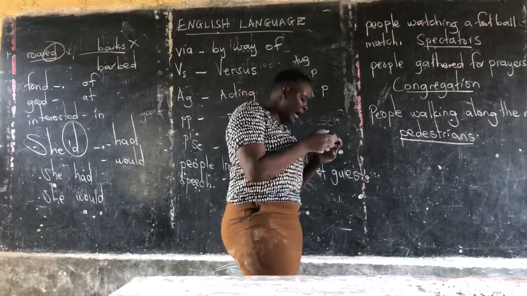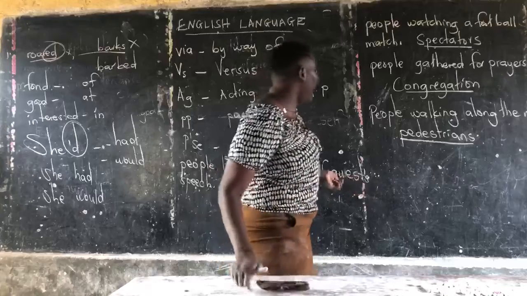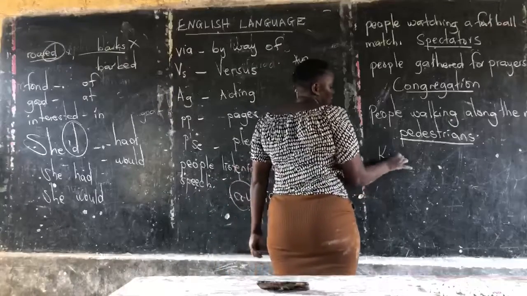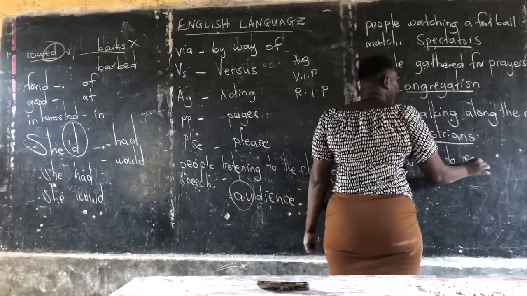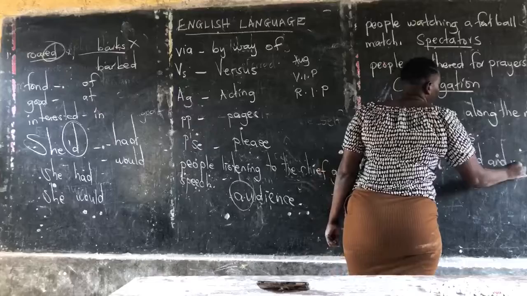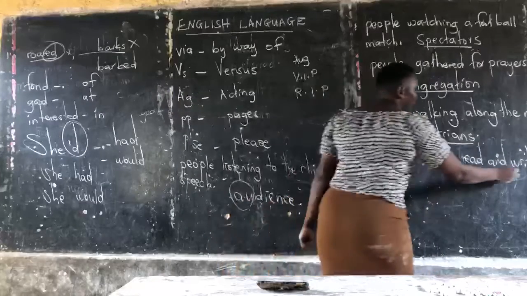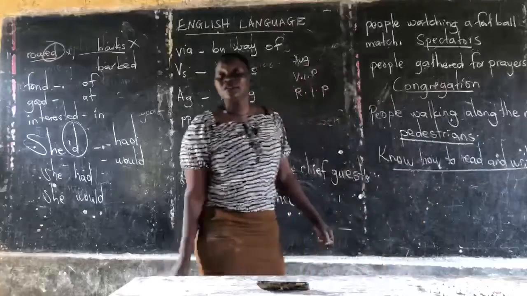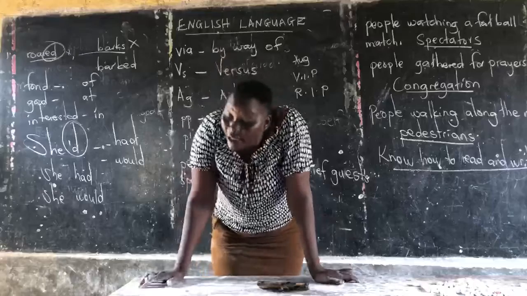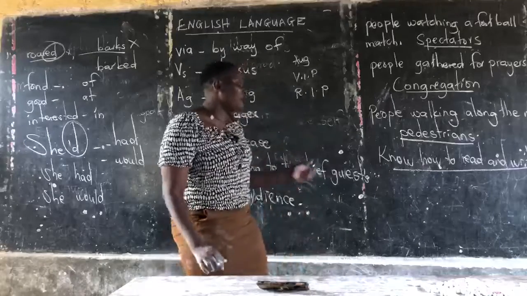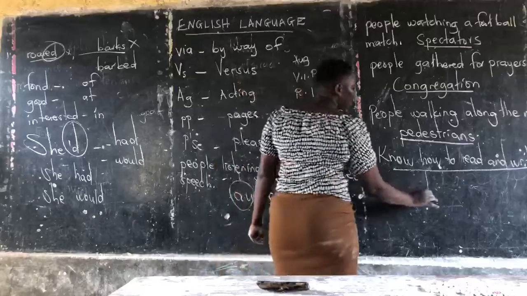Most people in Uganda know how to read and write. The underlined word is "know how to read and write." I hope that is the reason why most of you are at school. That is the reason why most parents are paying money for you. They want you to know how to read and write. That person who knows how to read and write is called a literate.